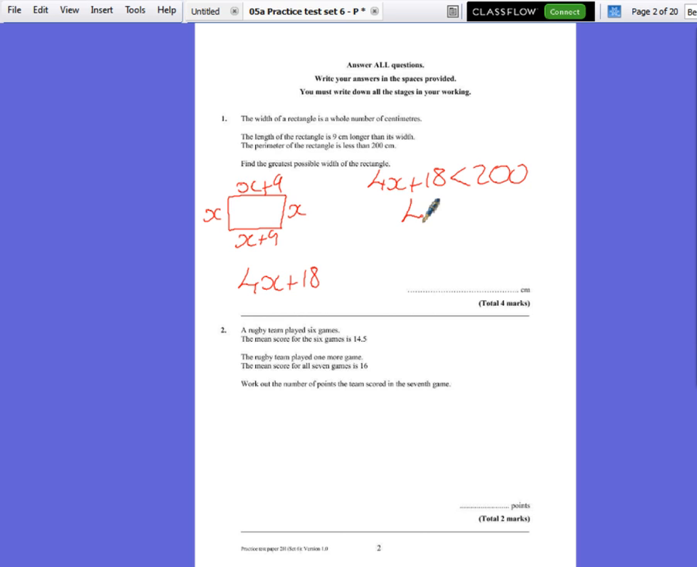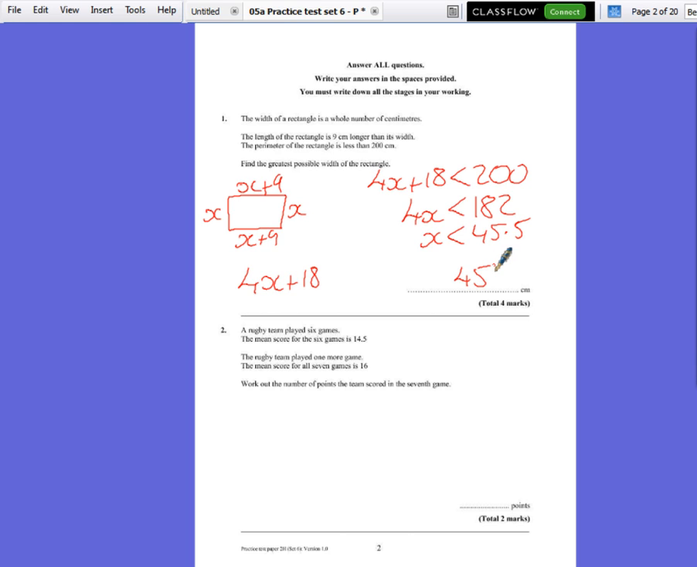So if we take 18 off both sides, we end up with 4x is less than 182, and if we divide 182 by 4, we get x is less than 45.5. Now, because it's got to be less than 45.5 and a whole number, then the greatest possible it could have been is 45 centimetres.